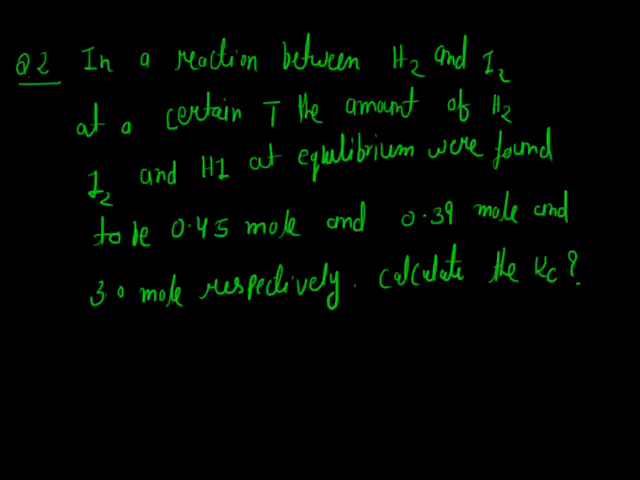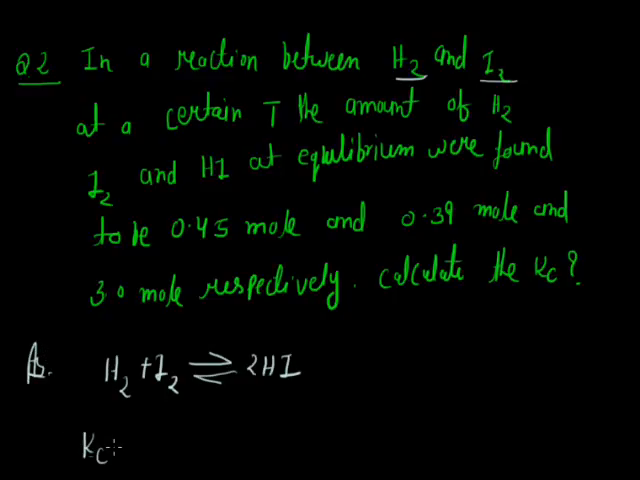Now, first we write the equation. According to the question, the reaction is between H2 and I2. So here the reactants are H2 and I2, and they give the product 2HI. Now, Kc of this equation equals [HI]^2 upon [H2] into [I2]. And by putting in the values, we get Kc equals, here the concentration of HI.